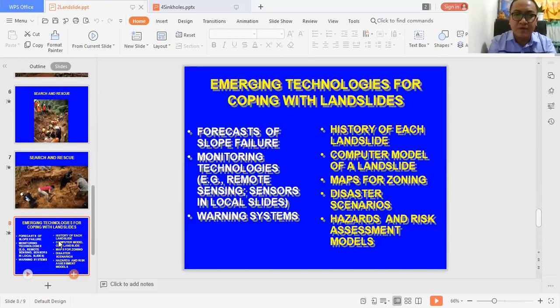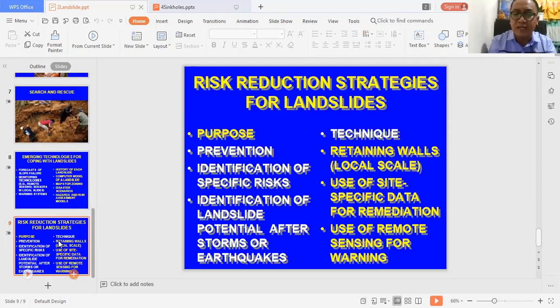So emerging technologies for coping with landslides. So we have forecast of slope failure, monitoring technologies, example of remote sensing or sensors in the landslides, warning system, history of each landslide, computer model of a landslide, maps for zoning and disaster scenarios, hazard and risk assessment models. And the risk reduction strategies for landslide, ito po yung ginagawa, the purpose, the prevention, the identification of specific risks, identification of landslide potential after storms and earthquakes, techniques, retaining walls, local scale, use of site-specific data for remediation, and use of remote sensing for warning.